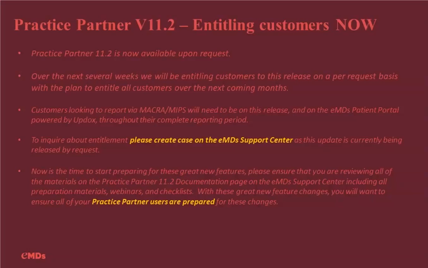Customers looking to report the macro MIPS will need to be on this release for reporting in 2019. CPC Plus clients need to get on it sooner rather than later at this point. So again, it's now released. To inquire about the entitlement, go ahead and create a case in the support center. This update is currently released by request. So if you're going to get on it sooner rather than later, make sure you get your request in there so we can get you on the docket to start moving forward.